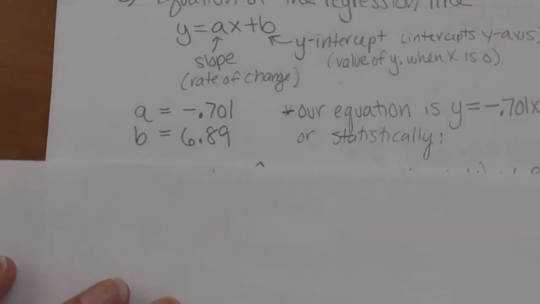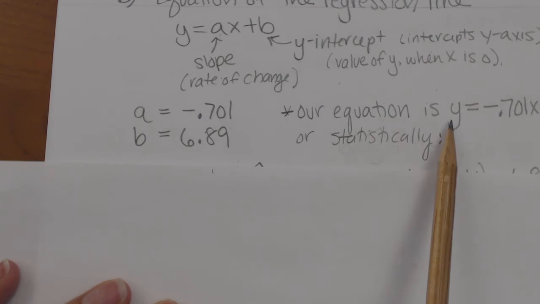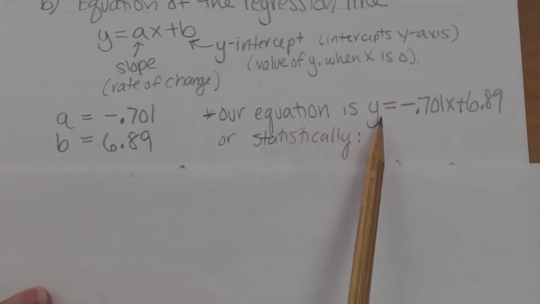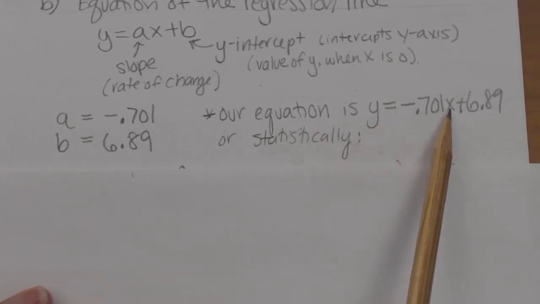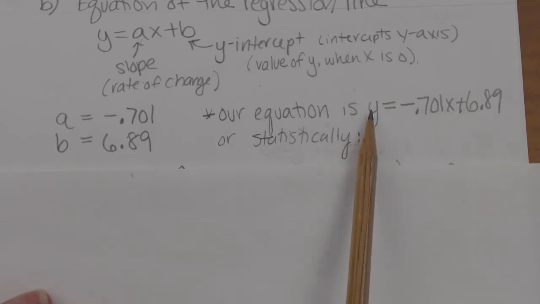So in your calculator, you received an A of negative 0.701 out of 3 significant figures and a B of 6.89. So our equation is, moving the paper over, y equals negative 0.701 times x plus 6.89. However, the y and the x here aren't defined. I don't know what they are. This could be an equation for anything.